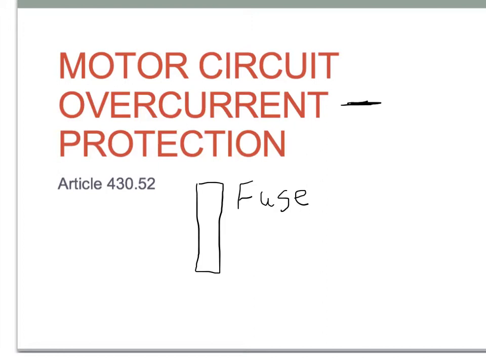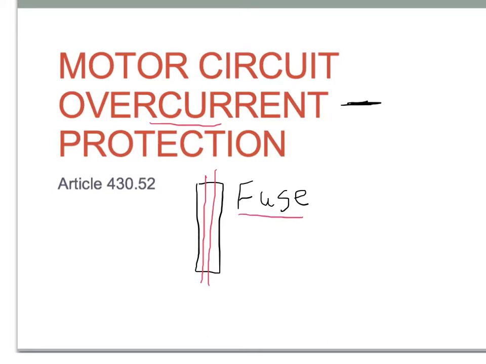And typically that fuse is going to be a dual element, which means there are actually two elements inside there. One of them provides overcurrent protection, and the other one acts as a bit of an overload device as well. So that's a fuse.